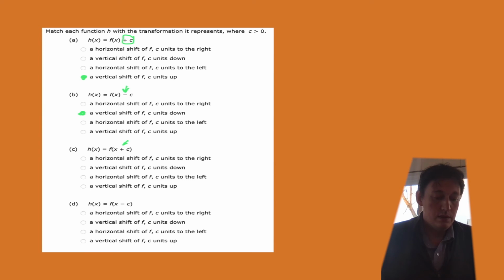Here we have a c on the inside, and if it's positive, it's going to move in the opposite direction of what you think. So positive moves to the left, and negative moves to the right. So it's a horizontal shift. Since it's positive, it's to the left. In this case, it's a negative, therefore it goes opposite of what you would think, so it would go to the right.